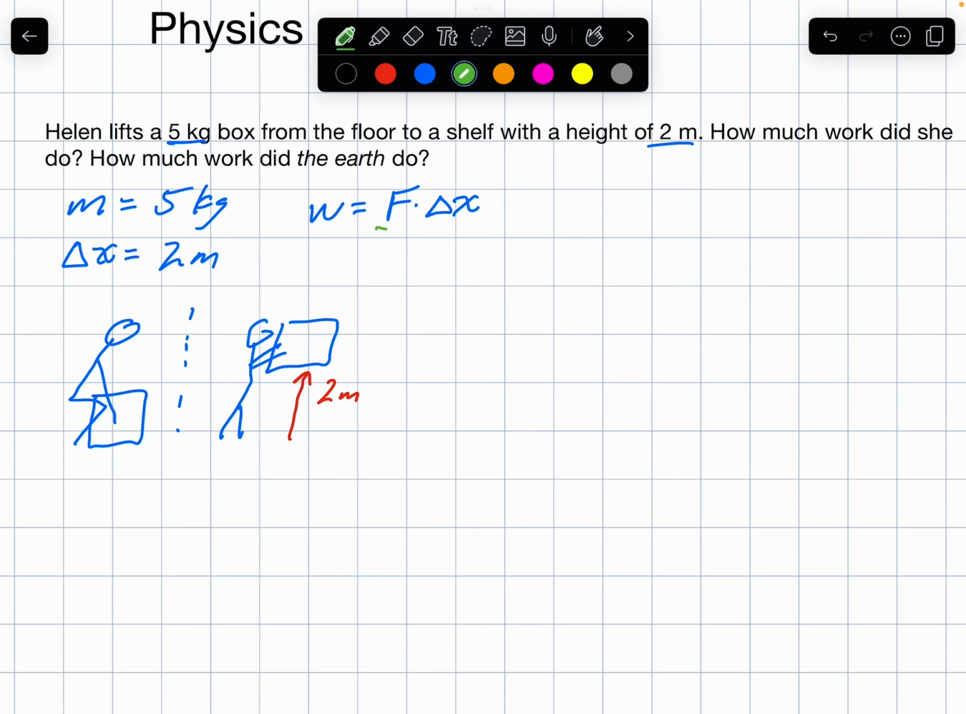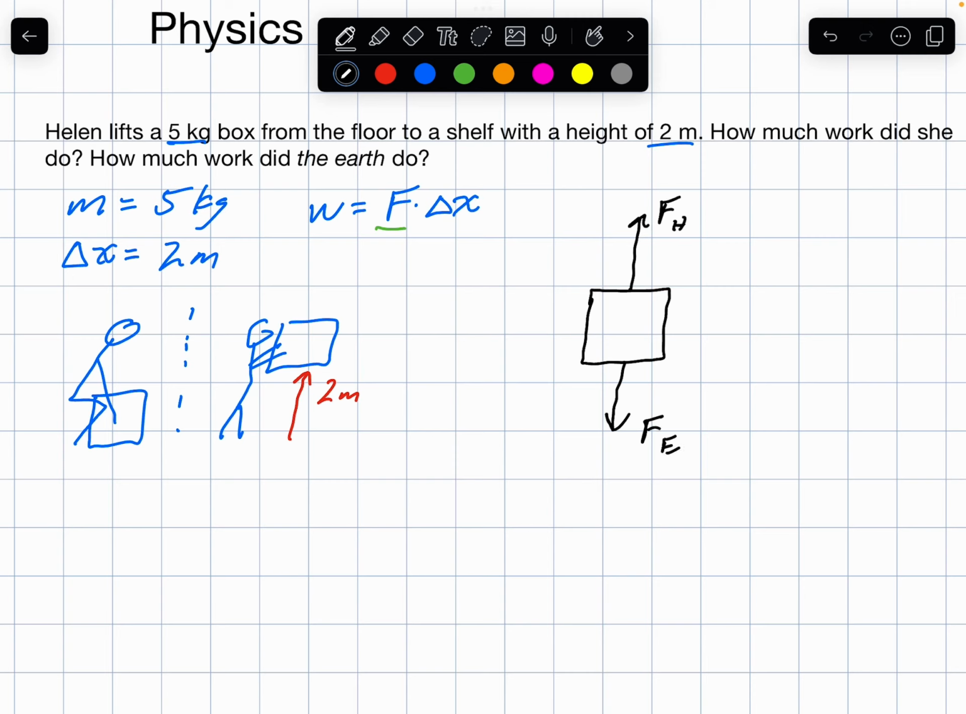All right, now if we're going to find the work, remember work is force times displacement. Notice that I need to know the force. And when I look at the information that's given to me, I don't have the force. So what I'm going to do is create a force diagram of the box, and let's see if this helps us find what the force of Helen is. Helen's lifting up, and Earth is pulling down on this box.